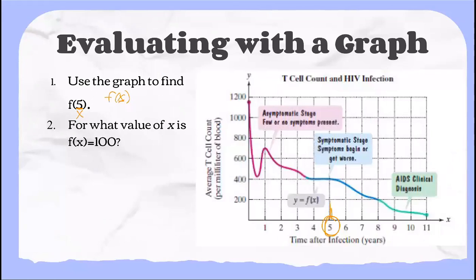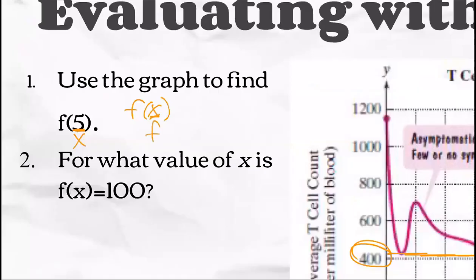So on a graph, I would just move up. I'd say, okay, well, that's where it's hitting. Let's see what the y value is at that point. It's 400. So f of 5 equals 400.